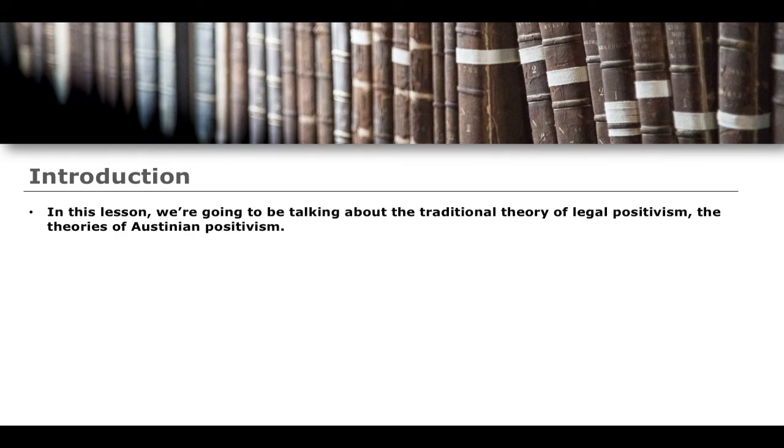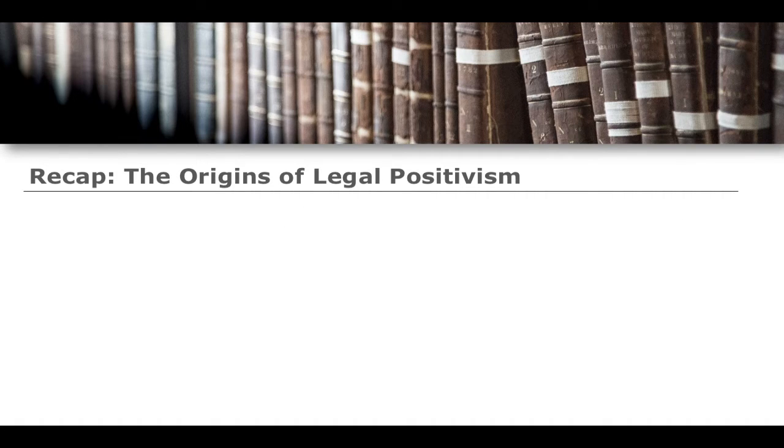In this lesson, we're going to talk a little more about the traditional theory of legal positivism, focusing on the theories of Austinian positivism. We'll also talk about one of the major critiques of Austinian positivism, this being the idea of international law not being considered law, which is, of course, a theory that I certainly reject personally.